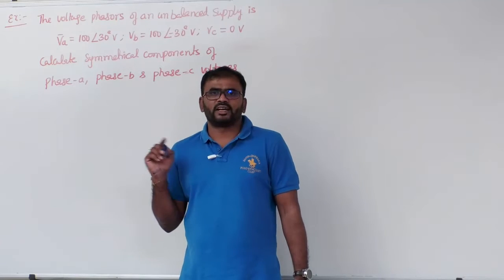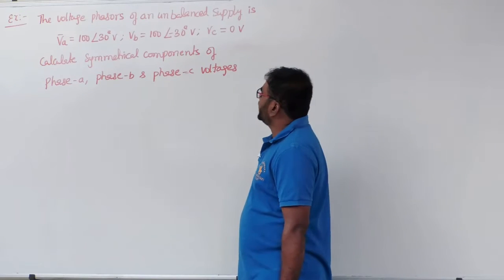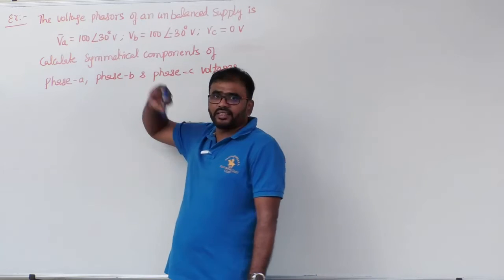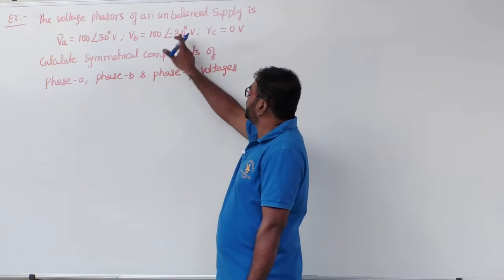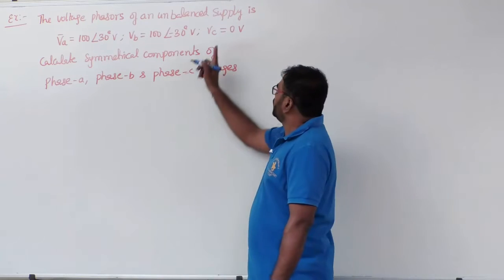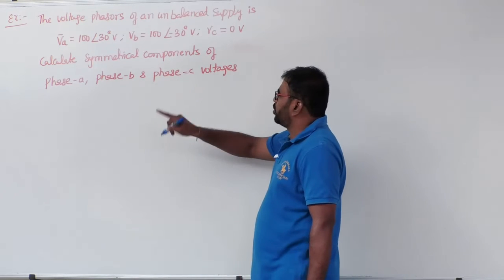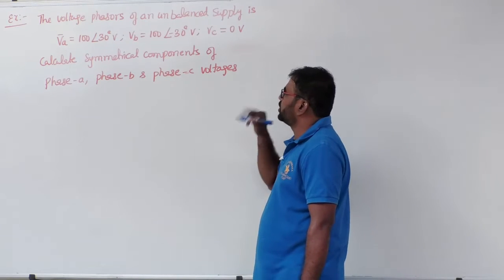Now we will go through this example. The voltage phasors of an unbalanced supply are VA is 100 at an angle 30 degrees, VB is 100 at an angle minus 30 degrees, VC is 0 volts. The question is, calculate the symmetrical components of phase A, phase B, phase C voltages.